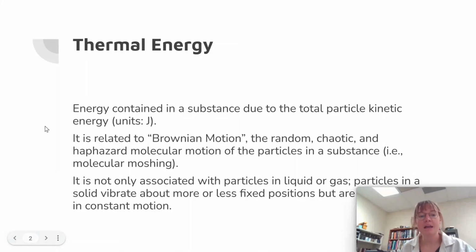Yes, I can. Our first vocab word for today is thermal energy. But before we talk about thermal energy, let's talk about what energy is. You'll remember that energy is the ability to do work. We already know a few different types of energy, like potential energy or kinetic energy. But today we're going to talk about another category of energy. So thermal energy is a category of energy, just like potential or kinetic energy. And this is energy contained in a substance due to the total particle kinetic energy.